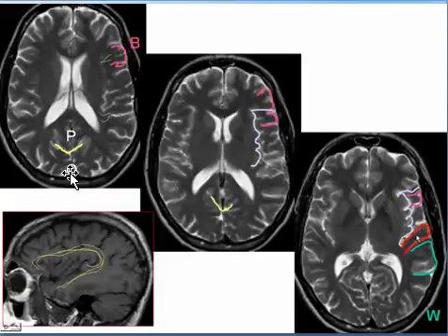This is parietal, this is occipital, because this is the parieto-occipital sulcus on either side, or fissure. Thank you.